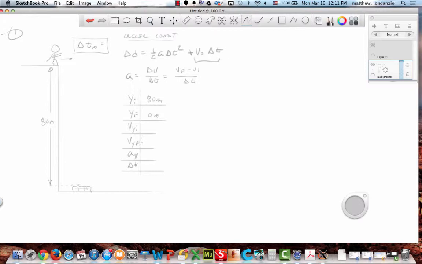Okay, so what's my initial velocity in the y? My initial velocity? But you can assume, what's my initial velocity in the y? 0, right? It's 0 meters per second. Right? What's my final velocity in the y? Do I know it? Don't know it yet. Do I know my acceleration? What is it? Negative 10 meters per second squared. What's my time? Don't know it.